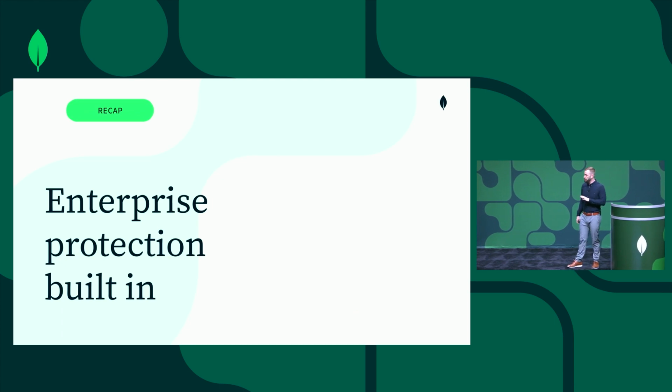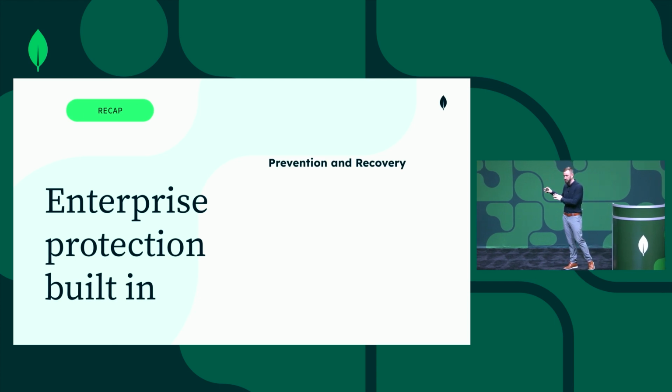So as a recap, we want that enterprise protection built in. We want prevention and recovery. We want to make sure that ideally we never need recovery. We need to have it there. We need to have it as an option. Hopefully we don't ever have to use it because our prevention and security techniques are locked in.